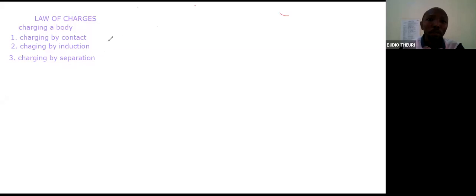So number one, charging by contact. Or separation? Let's start with contact or separation? Contact.